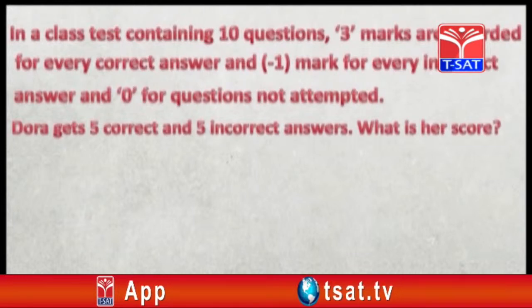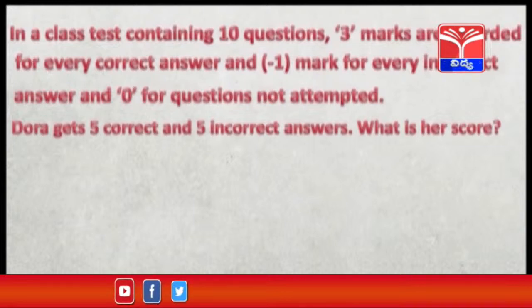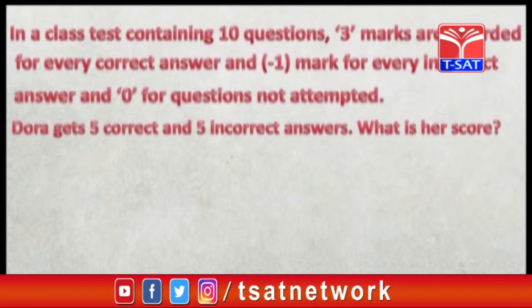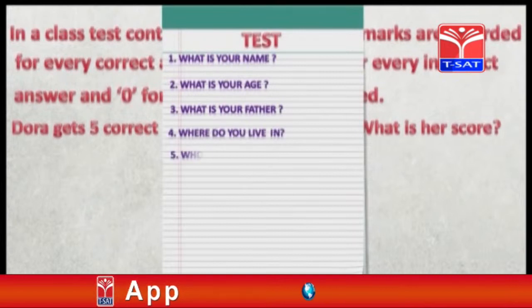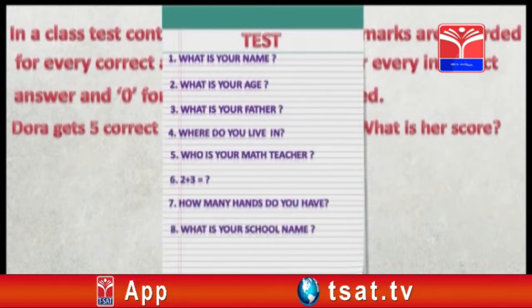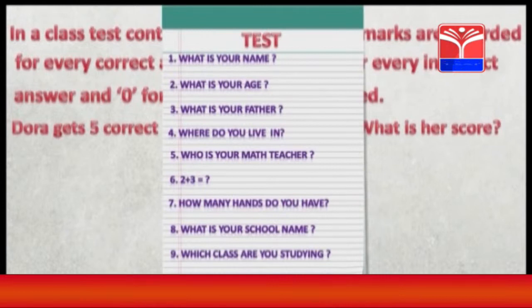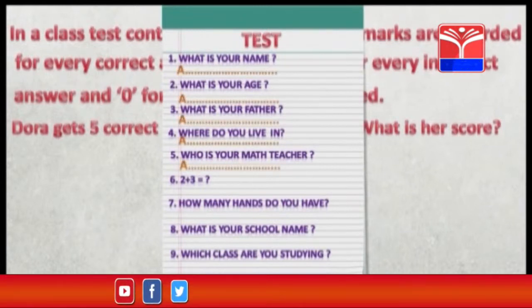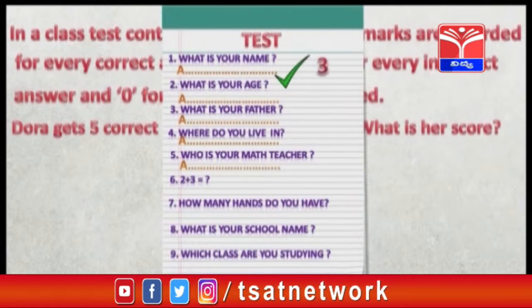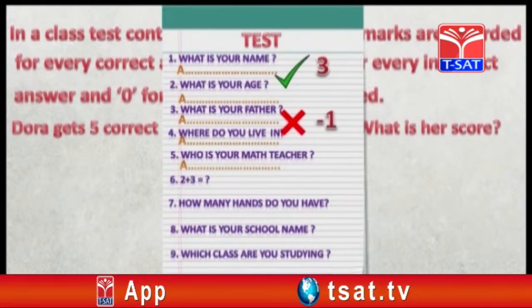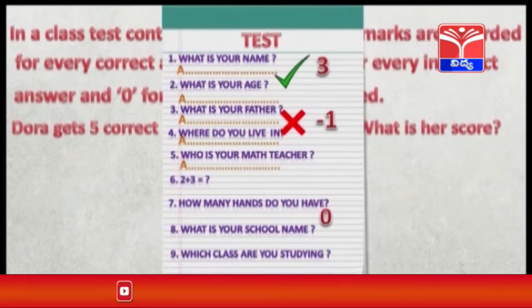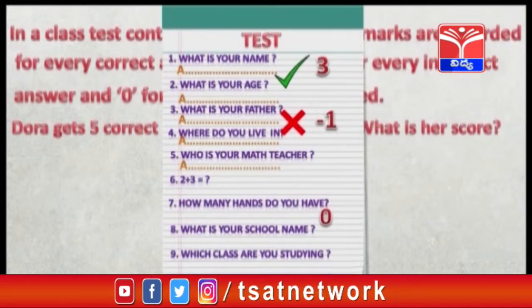Now let us analyze the data of this question. This question is telling us that there is a test, and that test has 10 questions. How many questions are there in the test? There are 10 questions in the test. And what is the scheme of the test? If you write the right answer, suppose your answer is correct, you will get 3 marks. Suppose your answer is wrong, you have to lose 1 mark. That means negative 1. Suppose you don't attempt the question, you neither lose nor gain any marks, that is 0 marks for this.